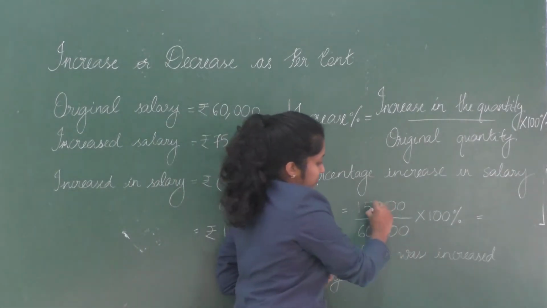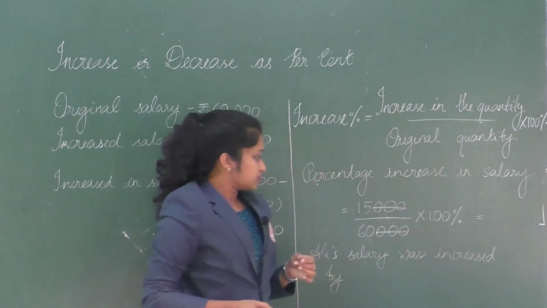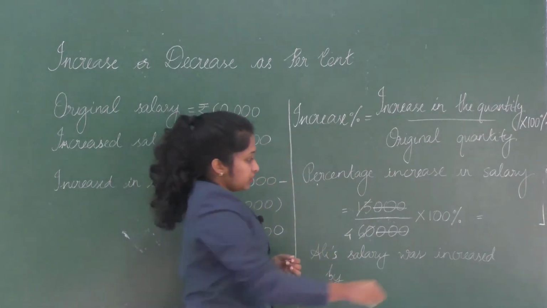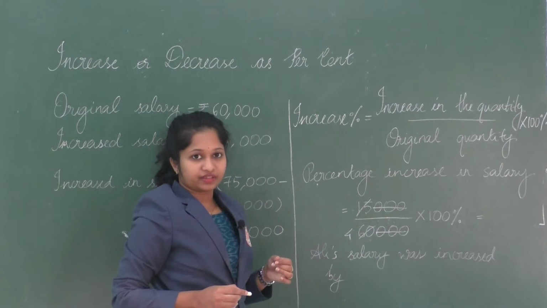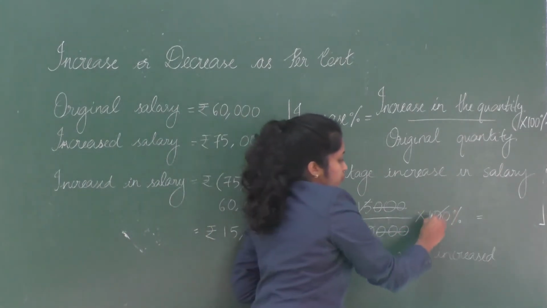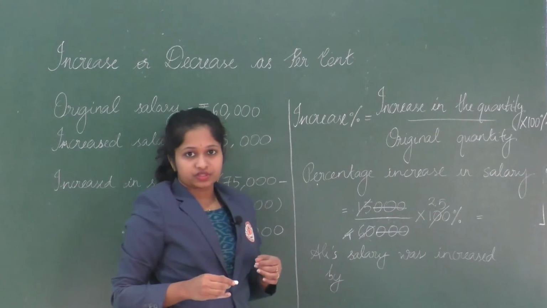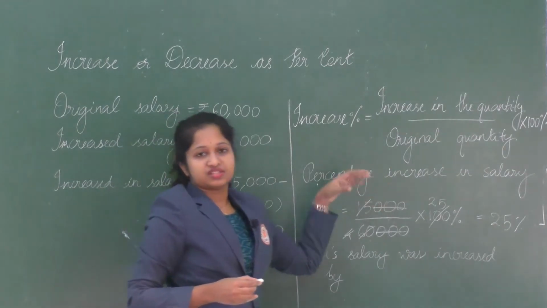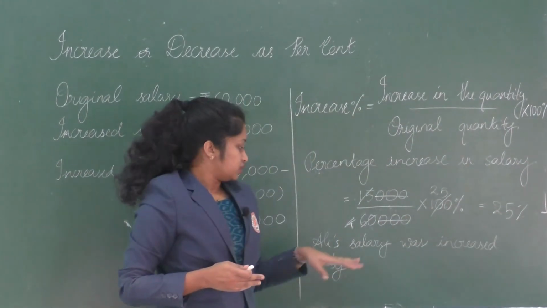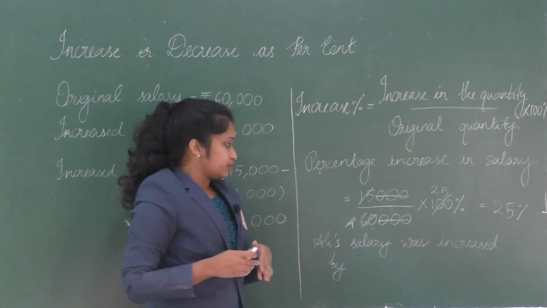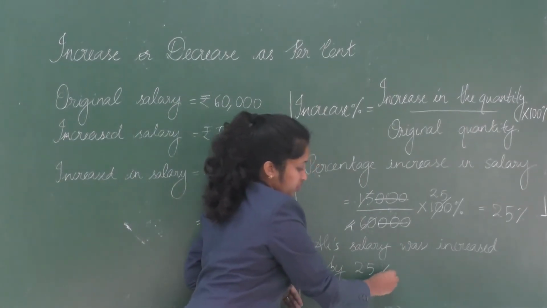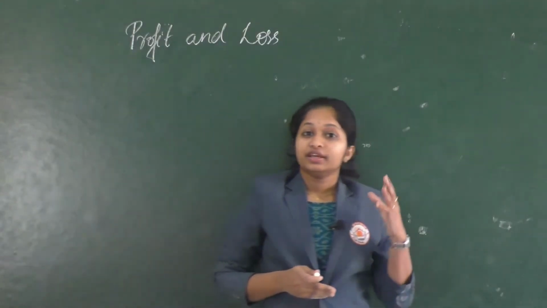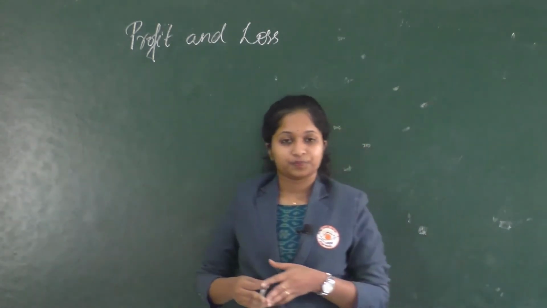Now let's cancel 3 zeros. So 15 into 4 is 60, and 10 and 4 we can cancel. 4 into 25 is 100%. So we have the percentage increase in salary as 25%. So Ali's salary was increased by 25%. Got it?